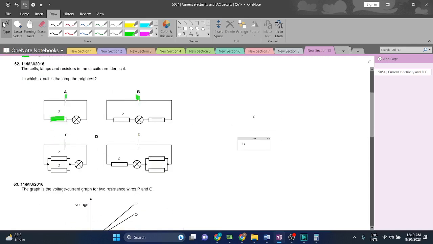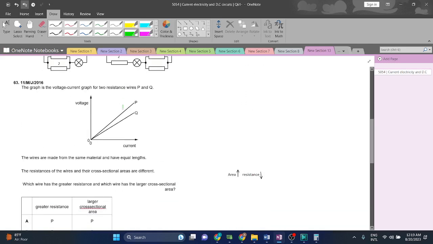In C, if we have to find the resistance, we will have to apply the formula, which is 1 by r plus 1 by r equals 1 by r total. So 1 by r total, that will leave us with r equals 1 ohm. R will be equal to 1 ohm in the parallel configuration. Therefore, in parallel, the resistance will be the least. Therefore, the lamp will be the brightest.